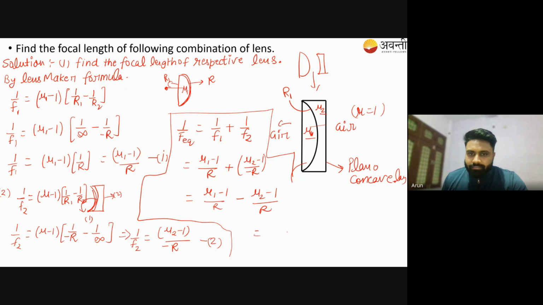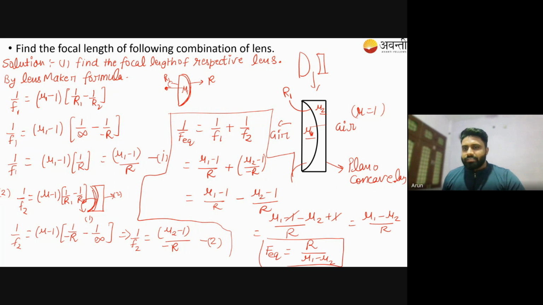Take the LCM r. So we have mu1 minus 1, multiply the minus inside, minus mu2 plus 1. 1 and 1 cancel out. So we have mu1 minus mu2 by r. But this is the value of 1 upon f equivalent, so f equivalent will be, just reverse it, r upon mu1 minus mu2. So this is the final formula for this question. I hope you got this, and if you have any doubt, you can ask in the chat box.